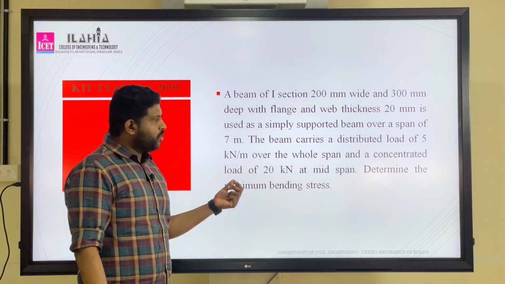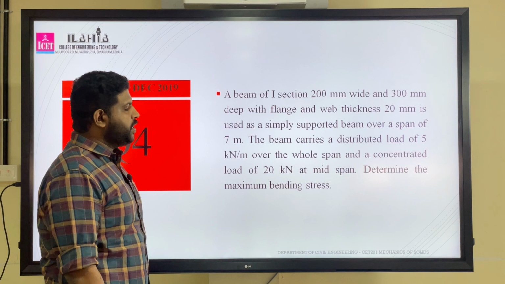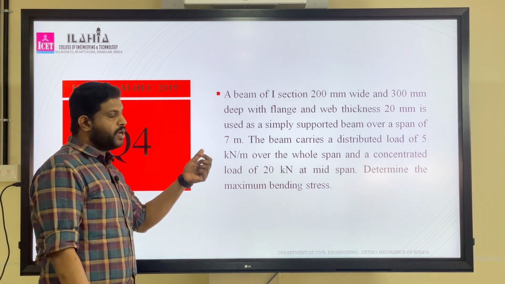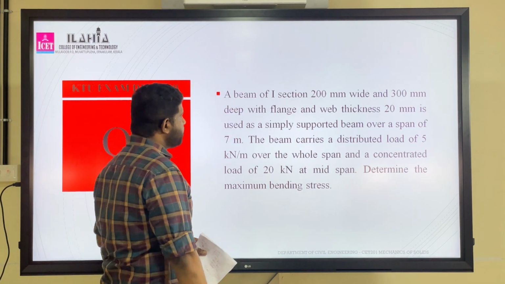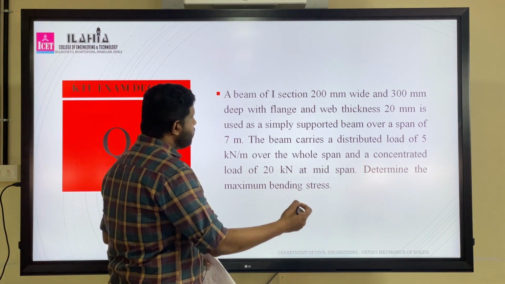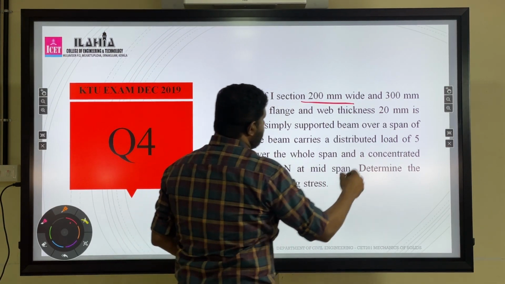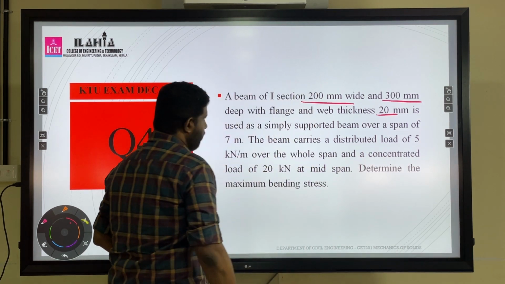Now the fourth question. Here a beam has a cross section in the shape of an I section. In the previous case it was a simple rectangular section. Now we are discussing a problem with an I section, and the dimensions of its flange and web are given. 20 mm wide, overall depth 300 mm, thickness 20 mm for both web and flange.